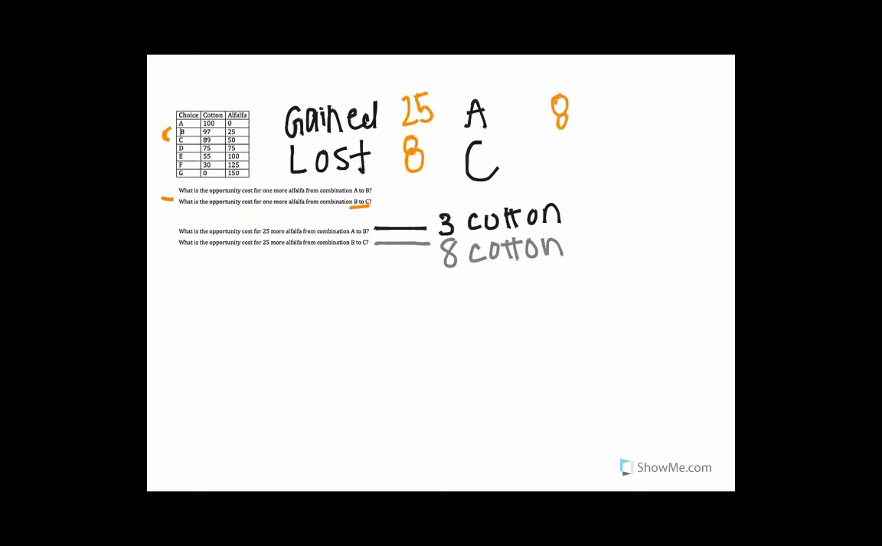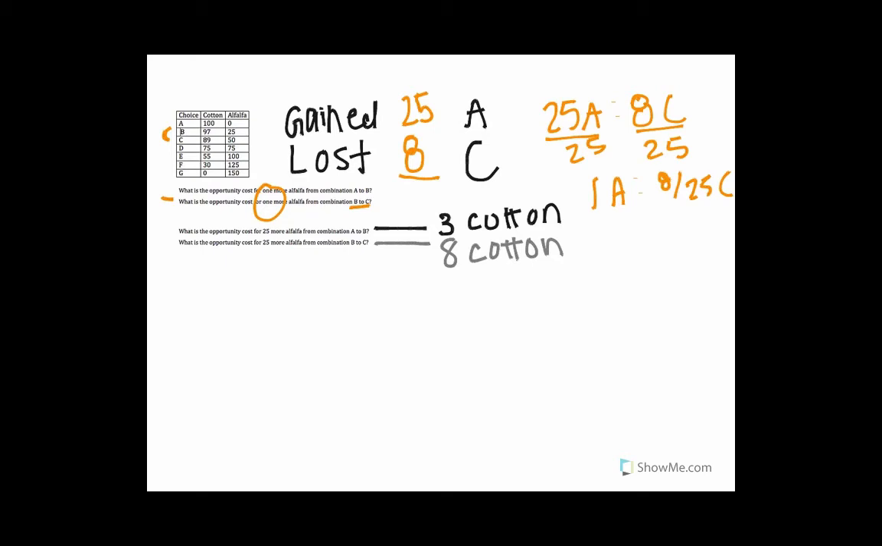So we're going to put the gains first. So we gained 25 alfalfa. Well, how many did we lose? We lost 8 cotton. And the question's asking the opportunity cost for 1 more alfalfa, not 25. So how do we rearrange this? All right, so let's divide by 25 like we did in the other problem. Or also, we're dividing the amount lost, 8, by the amount gained, 25. And that gives us the opportunity cost for 1 alfalfa is 8/25 cotton.